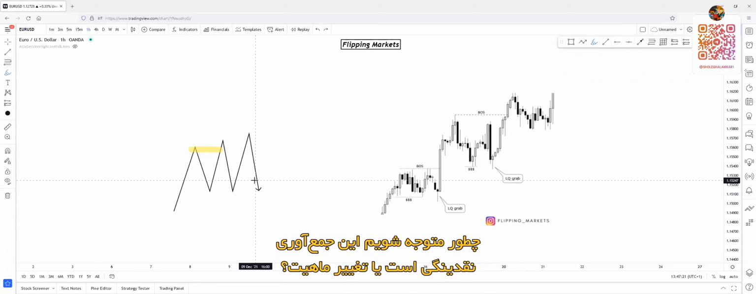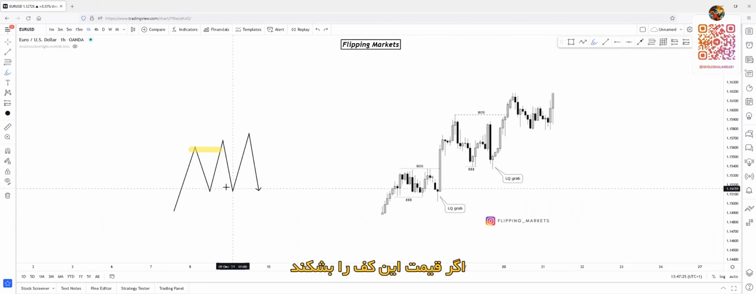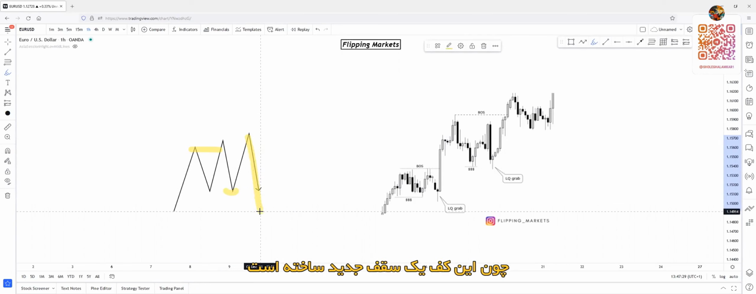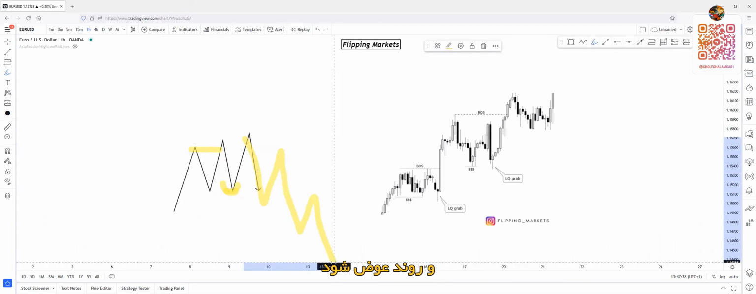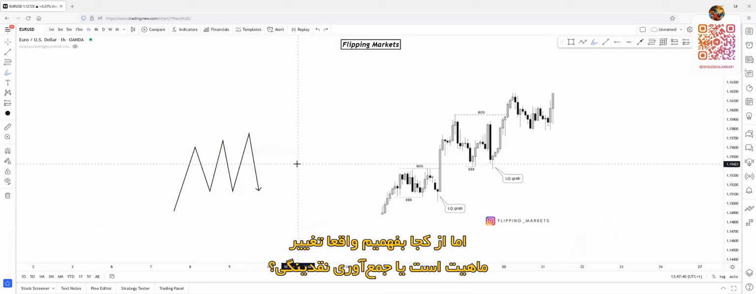How can we identify if it's just a liquidity sweep or a change of character? So if price breaks this low point, that could easily be a change of character because this low has created a new high here. And if this low point breaks, that can be a change of character here and a change in the trend. Okay, but how can we identify if it's really a change of character or just a liquidity sweep?